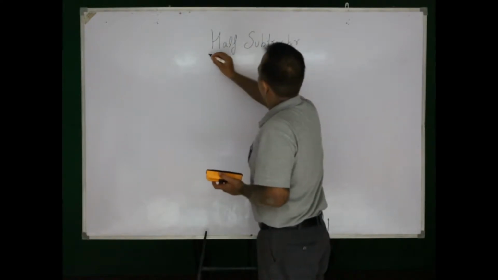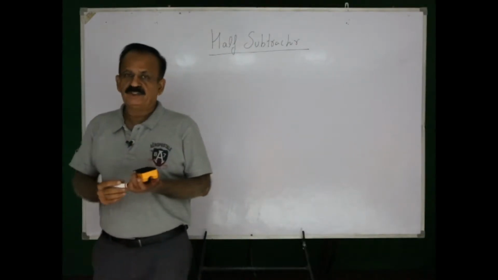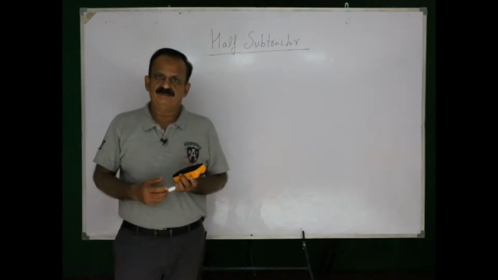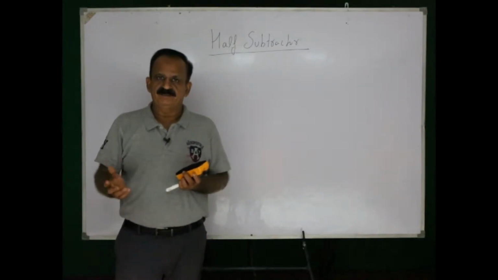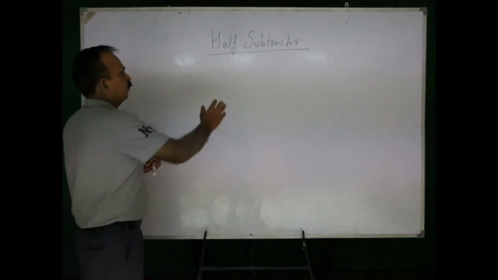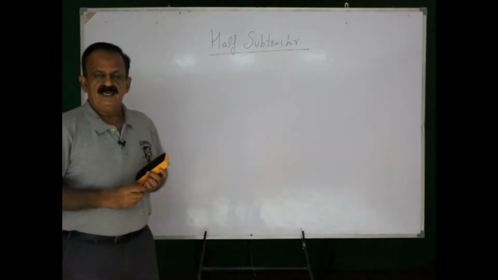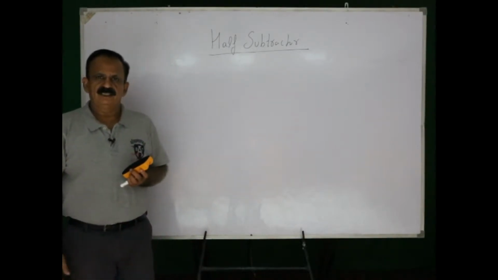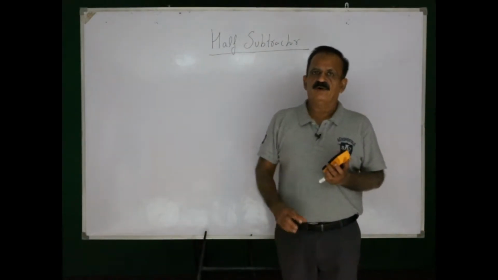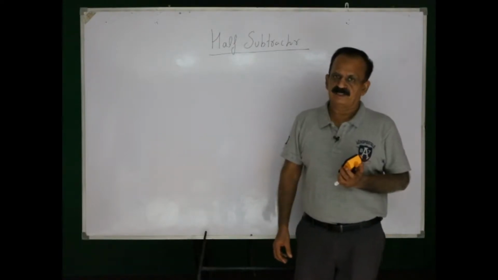Half subtractor. Half subtractor is a circuit which is used to subtract 2 bits, which uses 2 bits at any time, like A minus B. This is what I want to implement, and the circuit for implementation will be half subtractor. As we do in the combinational circuit, we will start with the designing process, and first of all we will find out the truth table for this half subtractor.